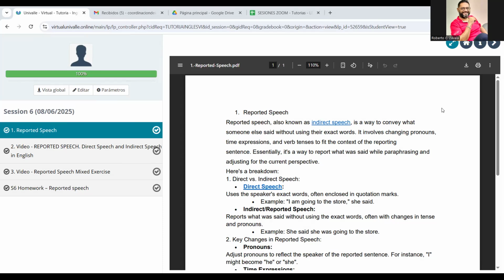But let's look at the explanation. It says reported speech, also known as indirect speech, is a way to convey what someone else said without using their exact words. It involves changing pronouns, time expressions, and verb tenses to fit the context of the reporting sentence. Essentially, it's a way to report what was said while paraphrasing and adjusting for the current perspective.